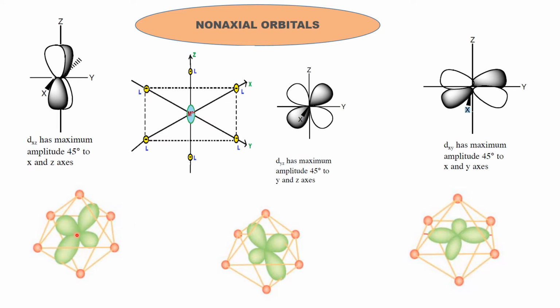Okay, children, so here is the stabilization from the six ligands. The stabilization is the same amount for all the non-axial orbitals. So we can say that these are in a degenerate state, or triply degenerate state. According to group theory, the non-axial orbitals are also known as t2g orbitals.